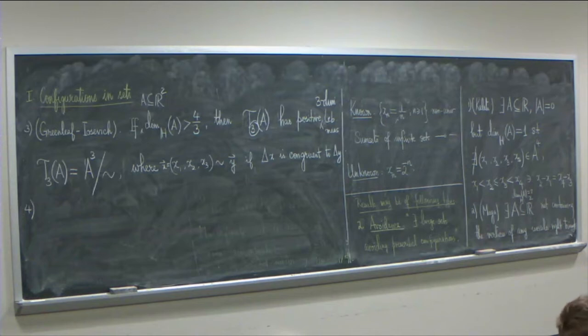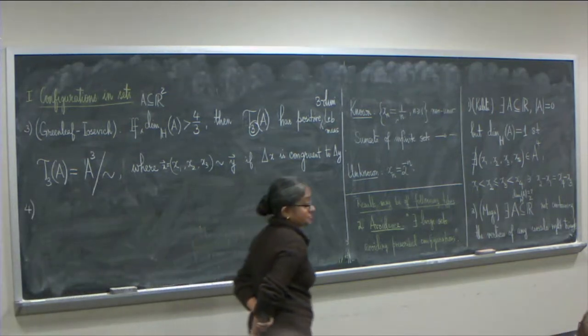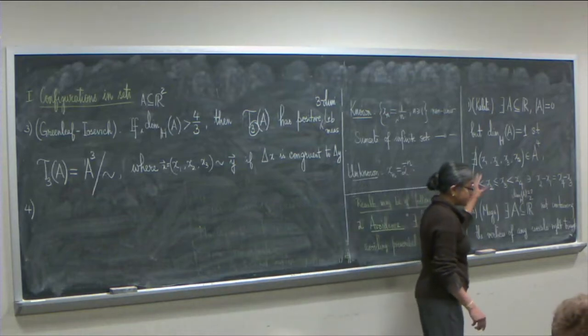Is there any idea what these sets look like in particular? Yeah, like the existence of these sets. So we know they exist, but... Yes. So all of these results are constructive. These are not existential results.